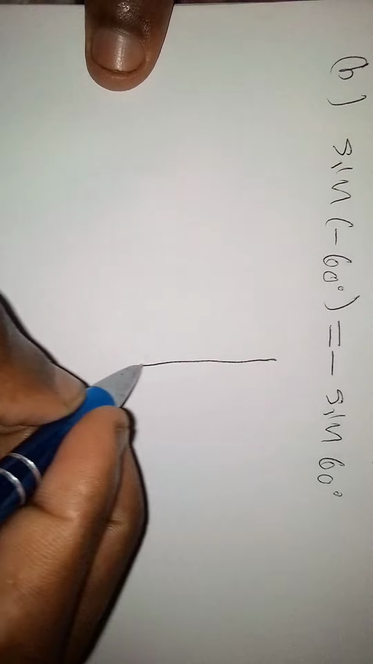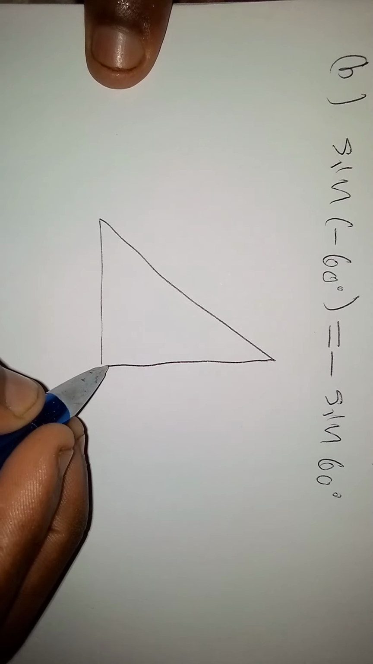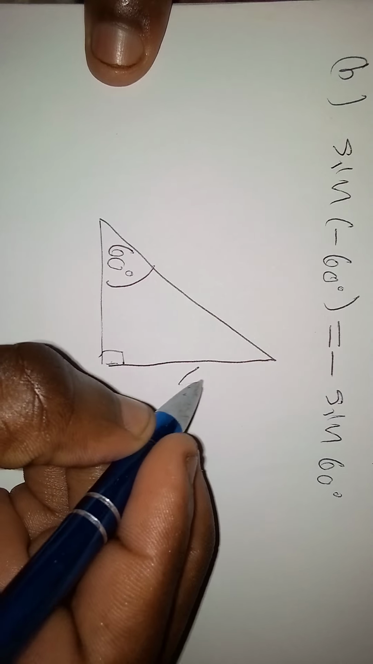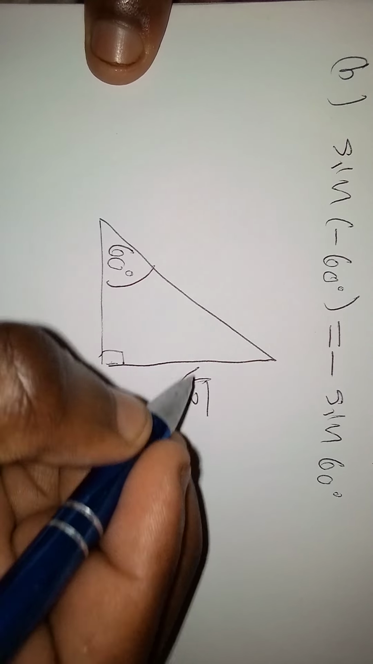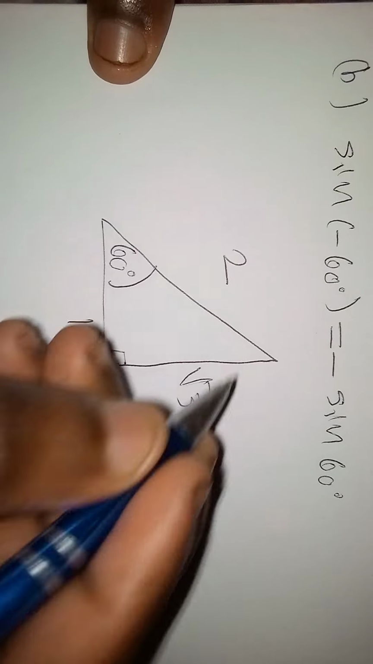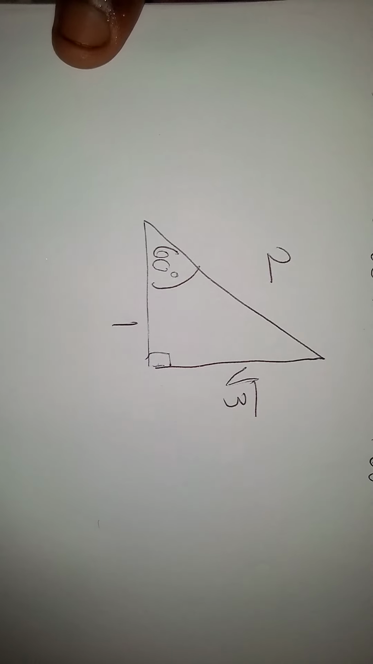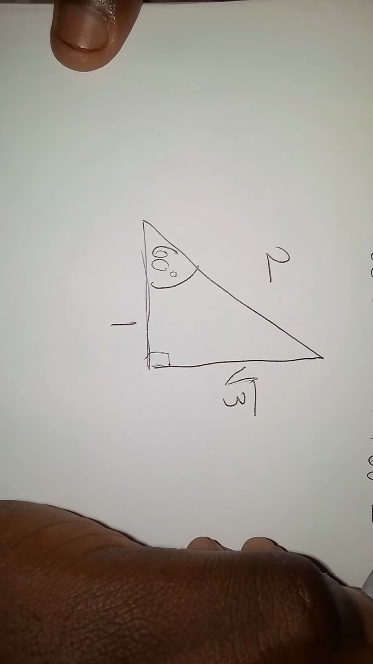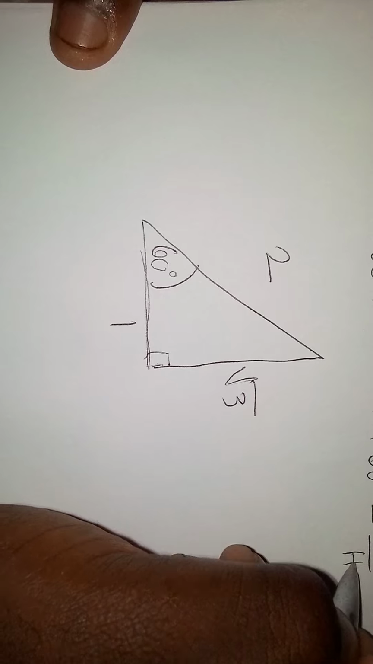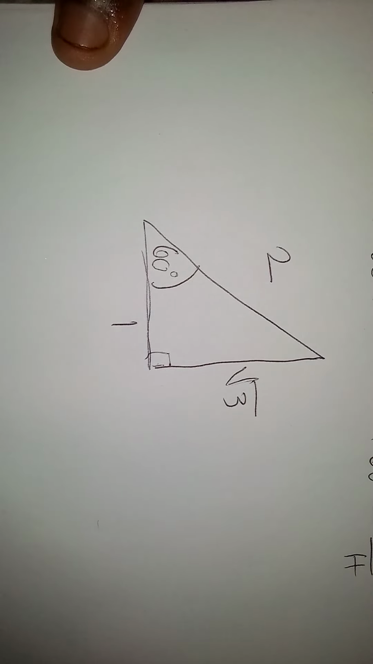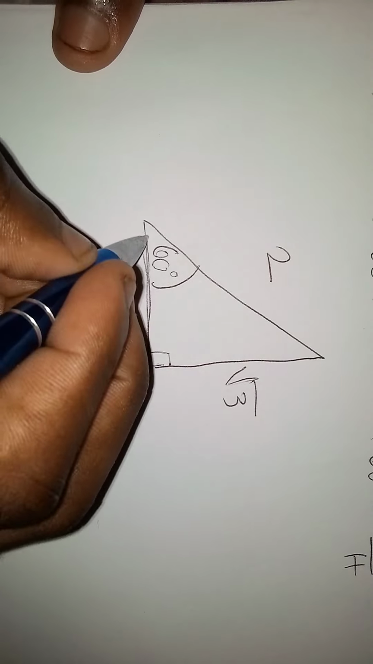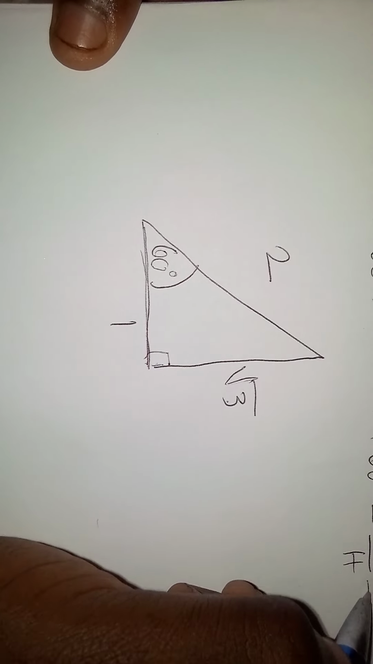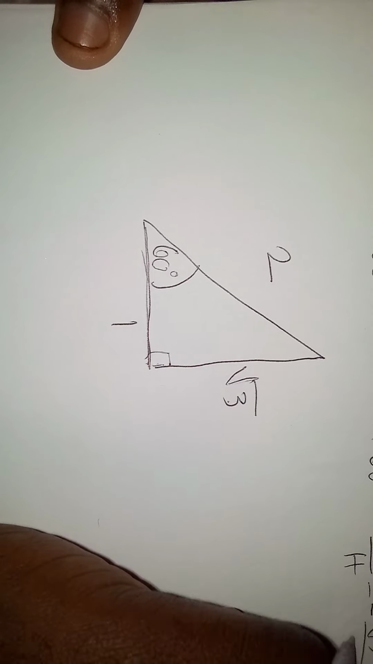So we can just go straight to use this special triangle here. Our 60 is somewhere here, then here we have root of 3, we have 1, we have 2 here. Then for 60 degrees, this is our adjacent, and sine is given by opposite over hypotenuse. Our opposite in this case, since we're treating this as our adjacent, would be root of 3. Our hypotenuse is 2, so this will be equal to negative root of 3 over 2.